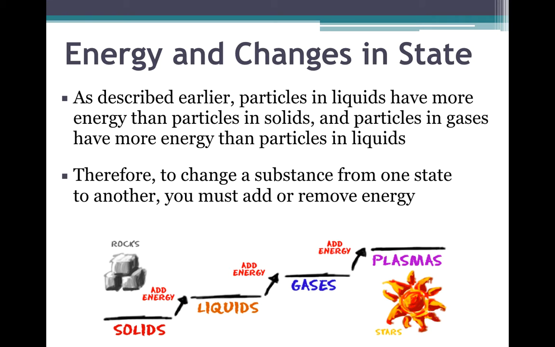As we described earlier, particles in liquids have more energy than particles in solids, and particles in gases have more energy than particles in liquids. Therefore, to change a substance from one state to another, you must add or remove energy in order to get the particles to either speed up or slow down. Realize that when a phase change occurs, the substance itself is not changing. It's just its state of matter is changing. As water turns to ice, it is still made of the same thing, H2O. It is just now a solid instead of a liquid.